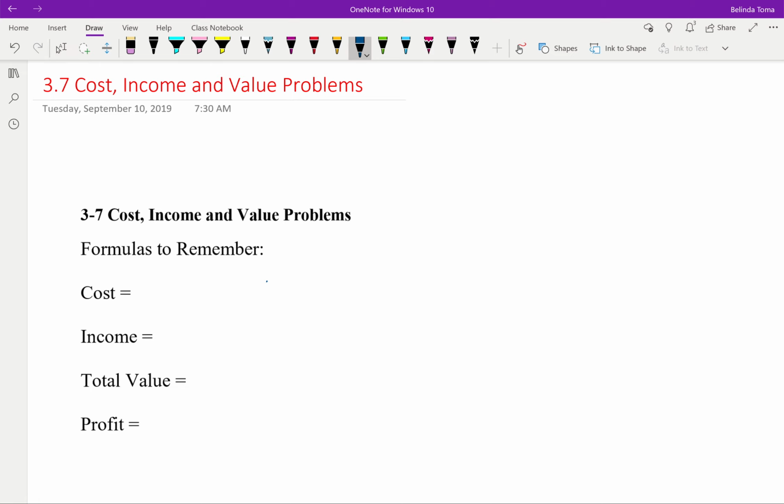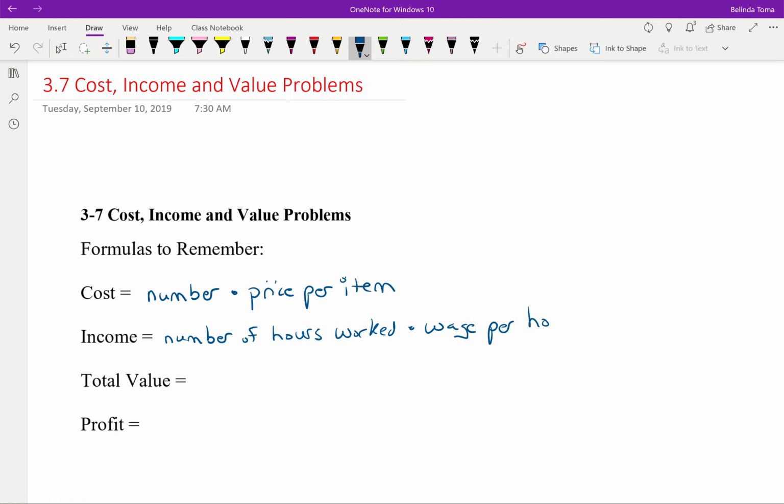For cost, we want to think about the number of items times the price per item. For example, if you buy 3 t-shirts at $5 each, that's $15. Income is going to be the number of hours worked times the wage per hour. So in a similar way, if you get $10 an hour babysitting and you work for 3 hours, 10 times 3 is $30. That's your income.